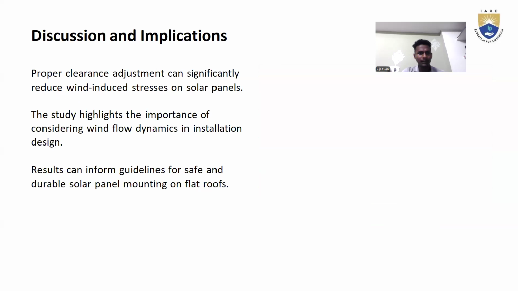Discussion and implications. Proper clearance adjustment can significantly reduce wind-induced stress on solar panels. The study highlights the importance of considering wind flow dynamics in installation design. Results can inform guidelines for safe and durable solar panel mounting on flat roofs.